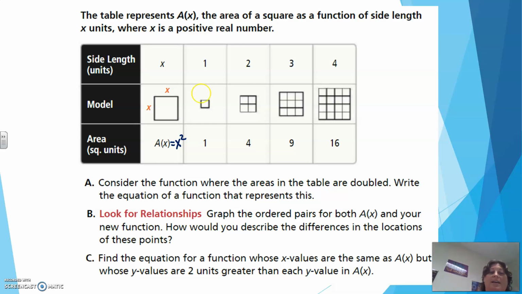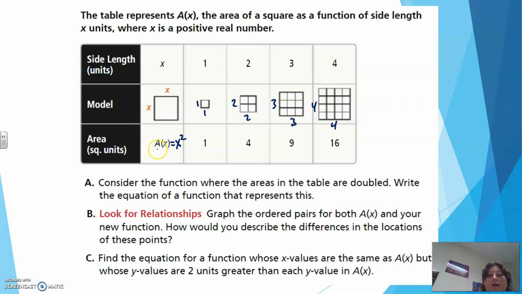Okay, so if a side length is 1 by 1, it has an area of 1. 2 by 2, area of 4, because we're multiplying length times width or doing x squared. 3 by 3 or 3 squared, 4 by 4 or 4 squared. You want to pause the video and try to answer questions A, B, and C. These are good priming activities to get your minds thinking about these quadratic functions. Okay, so it said consider the function where the areas in the table are doubled. Write the equation for a function that represents this.